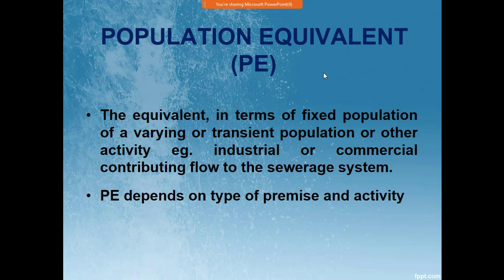For the residential areas, how much can it be for each house? It is equivalent to how many people? Okay, so it's like this. The definition says it is the equivalent, in terms of fixed population, of a varying or transient population or other activity. So it is what is equal to, in terms of fixed population. Fixed population means a number of people living in that place.